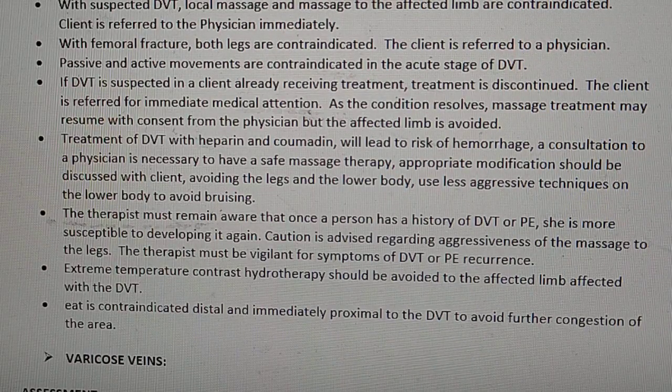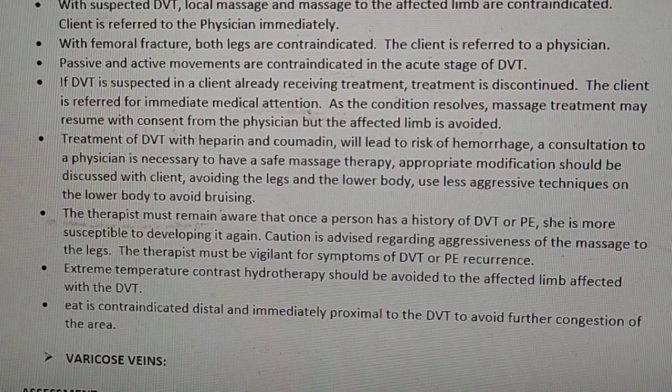Appropriate modification should be discussed with clients. So you have to modify your treatment involving this problem. Avoid the legs and the lower body. Use less aggressive techniques on the lower body to avoid bruising.